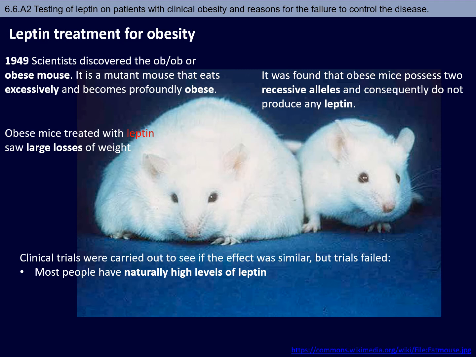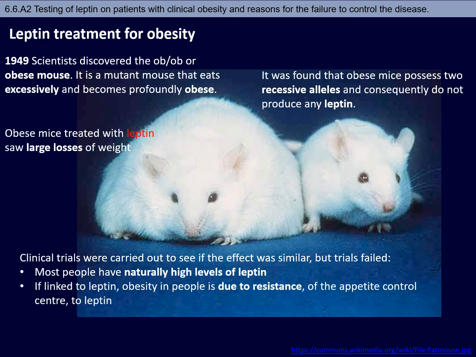Most people already have a naturally high level of leptin, all right? So if linked to leptin, obesity in people would be due to resistance of the appetite control center to leptin. People that are obese, it's not that they don't produce leptin, like the example of the mice here, it's that the leptin that they produce is not as effective, all right?